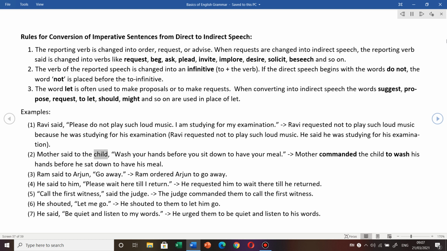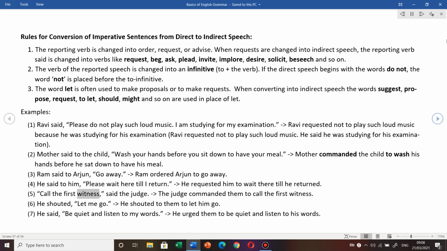Mother said to the child, "Wash your hands before you sit down to have your meal." Mother commanded the child to wash his hands before he sat down to have his meal. Ram said to Arjun, "Go away." Ram ordered Arjun to go away. He said to him, "Please wait here till I return." He requested him to wait there till he returned.